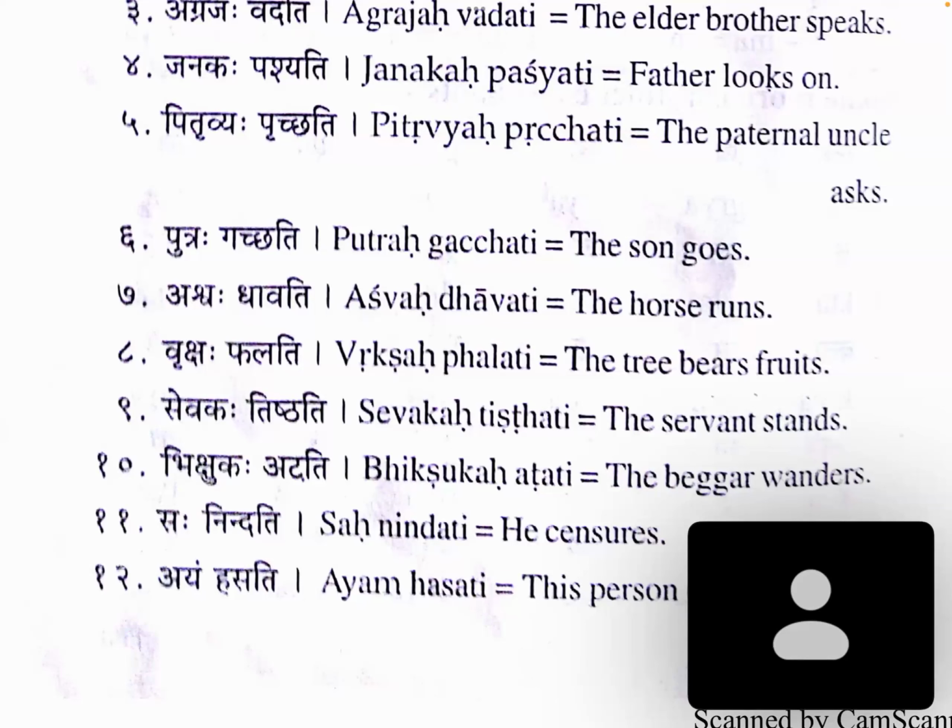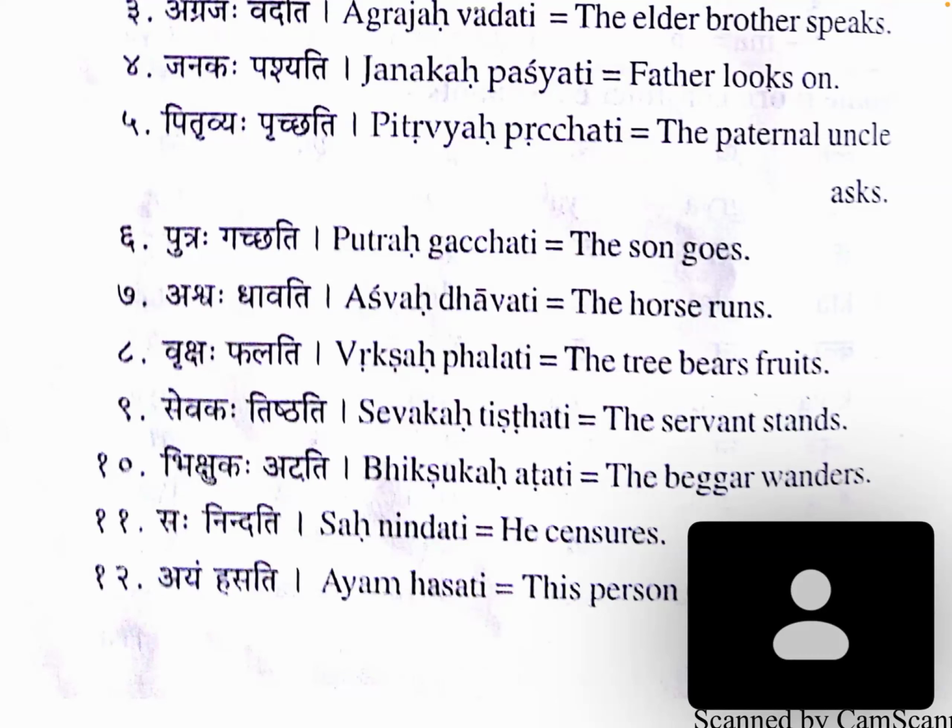See, when you are reading all this, now we know so many words and meanings in Samskrutham. Sevakaha, the servant. Vrikshaha, the tree. Ashvaha, the horse. Putraha, the son. Pitrubhyaha, the paternal uncle. Janakaha, father. Like that. This also we have to start learning. Next.